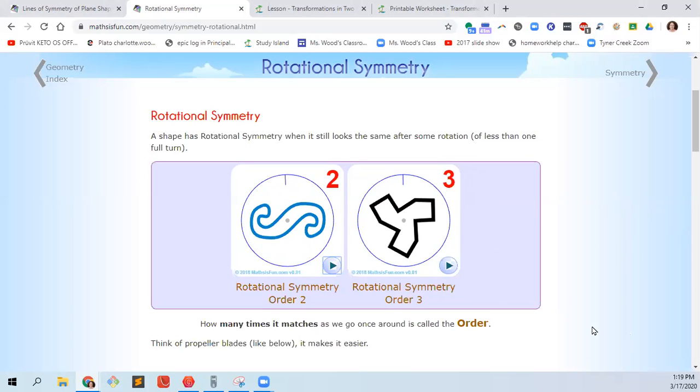So this shape has a rotational symmetry of order three. That means when this goes all the way around, it will have been identical three times. One, two, three. Rotational symmetry order three. How many times does it match as you go all the way around the circle?